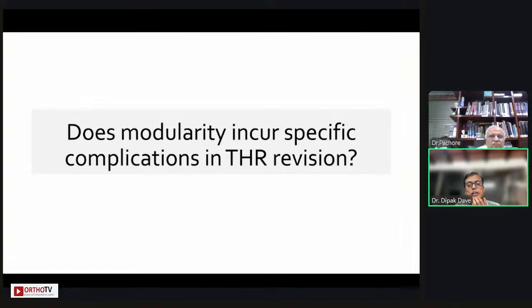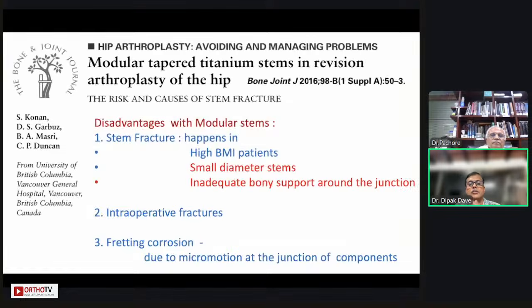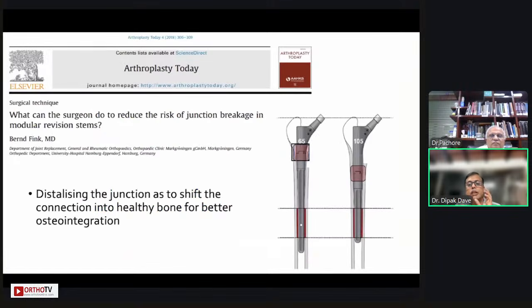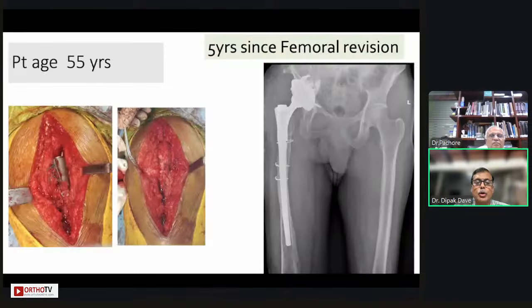Does modularity incur specific complications? That is the stem fracture which I mentioned. So whenever you use a modular stem, try to cover that modular junction area with bone to avoid fracture.